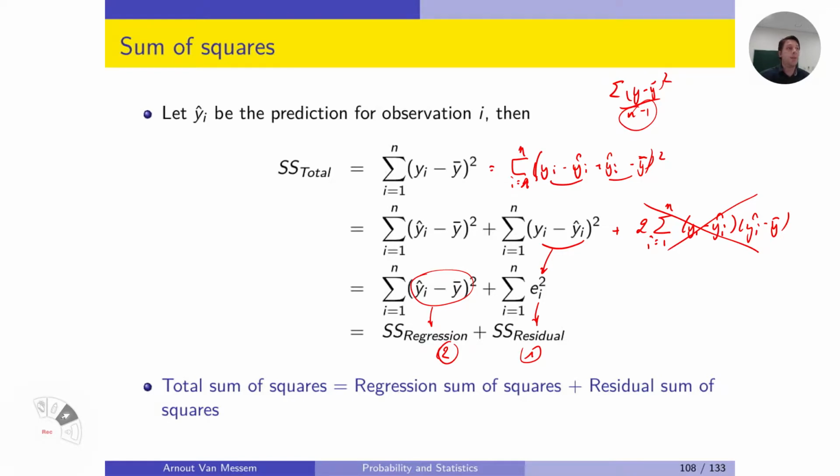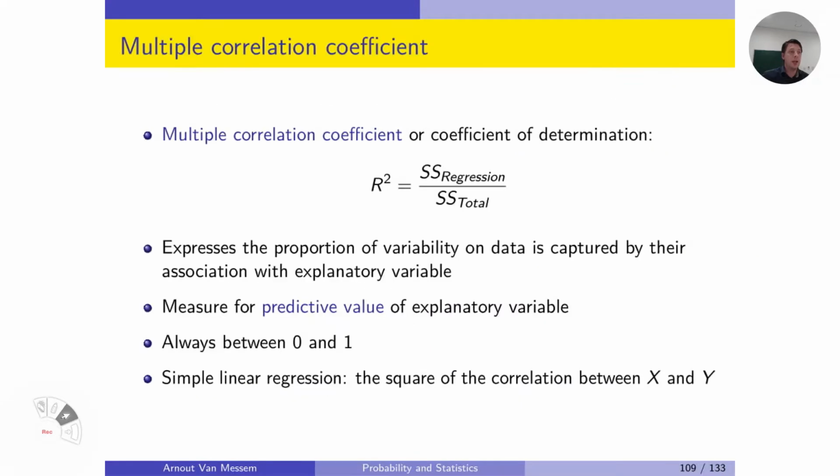With this in mind, we can now look at how predictive the model is. So basically, how much of the variability can be explained through the model. To do that, we just look at how much of the total sum of squares is explained by the regression sum of squares. So we divide SS regression by SS total, and this tells us what proportion of the variability of the data is captured by the model, so explained by the model, with respect to the total variability.